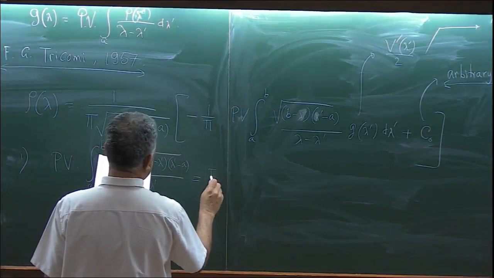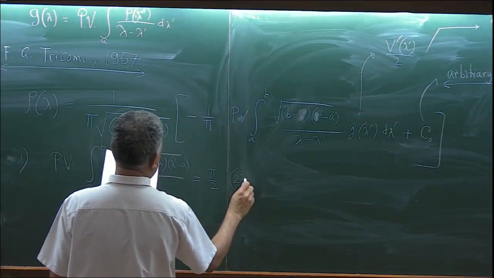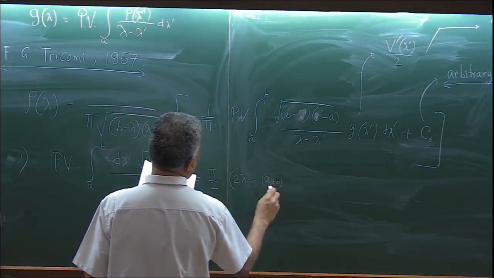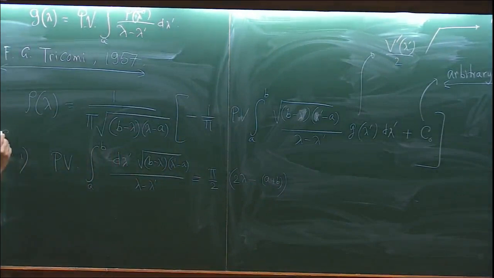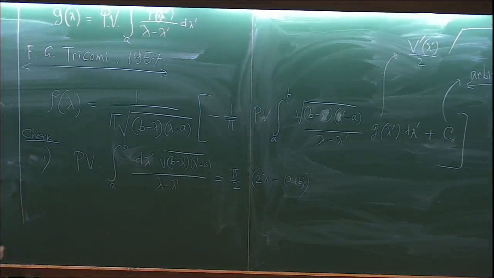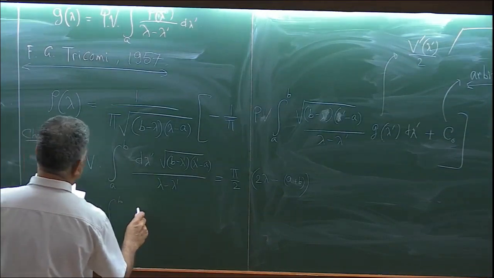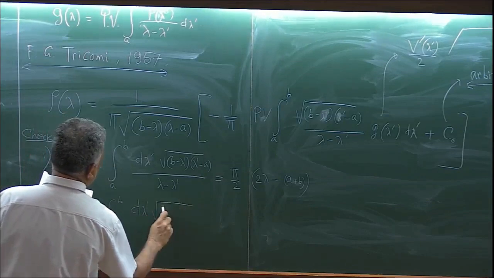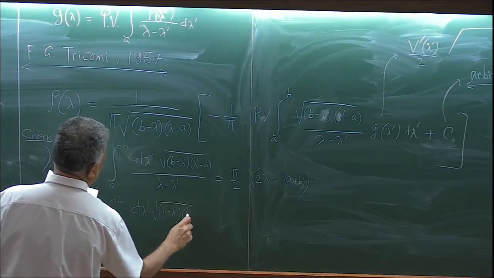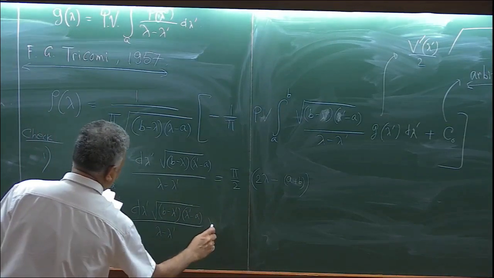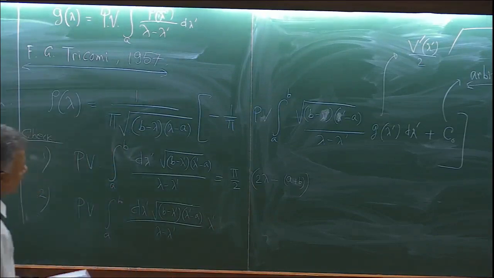So this, for example, is very simple. This is pi by 2 lambda minus a plus b. So check this. Yes, just use Mathematica if you want, or do it by hand. And another formula that we'll need, because this is exactly what we need.